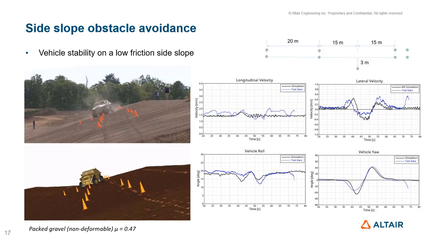Now, the event is similar to the double lane change. We have an obstacle, let's say, offset by 3 meters, and the vehicle has to go at low speed around this obstacle. And here you see the longitudinal velocity, lateral velocity, vehicle roll, and vehicle yaw angle against time.